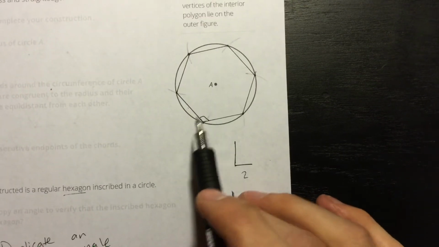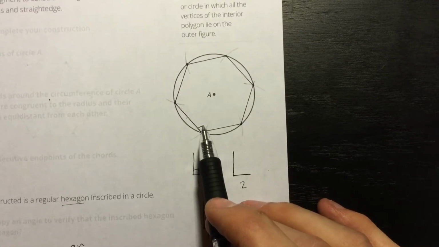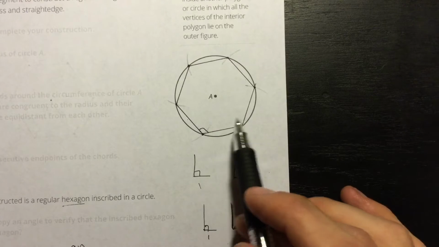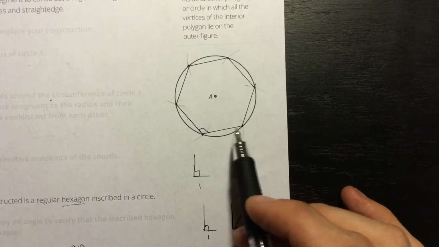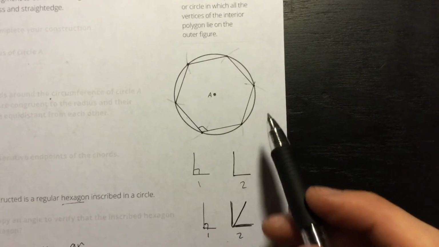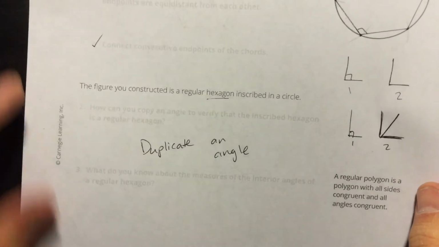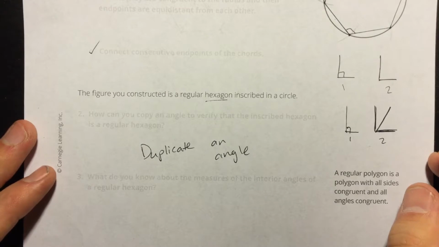So now going back to this, if I have 120 degrees and it's a regular polygon, all of these should be 120 degrees. But if I duplicate this onto here and it doesn't match up perfectly, then I know that I have done something incorrect there, okay? So that's how you can verify that it is a regular hexagon.